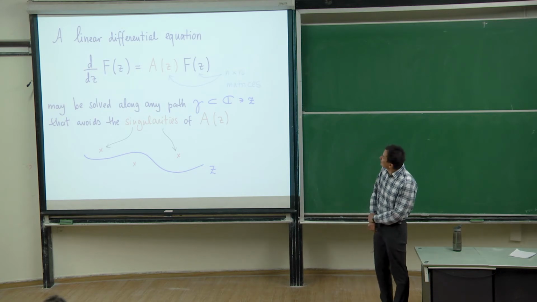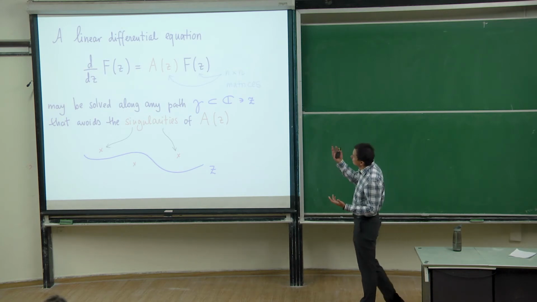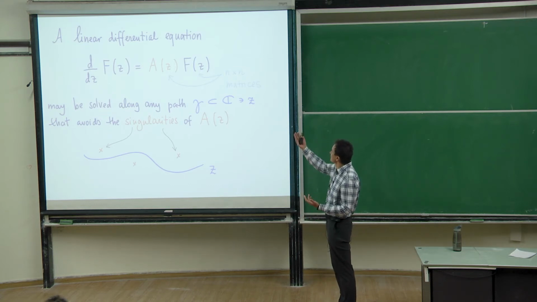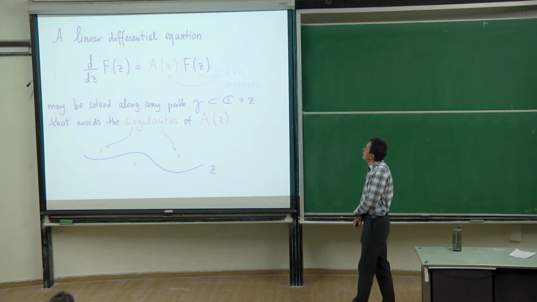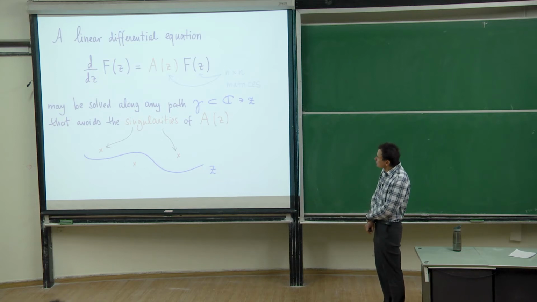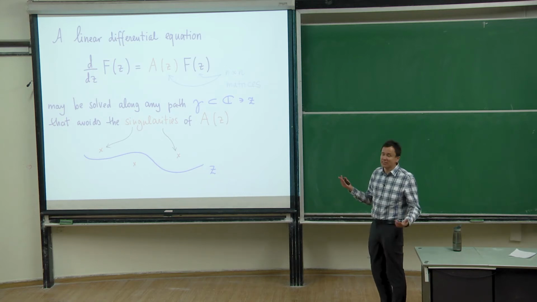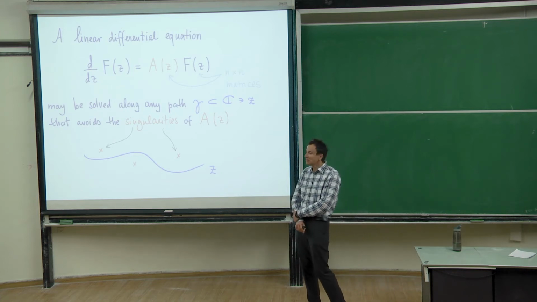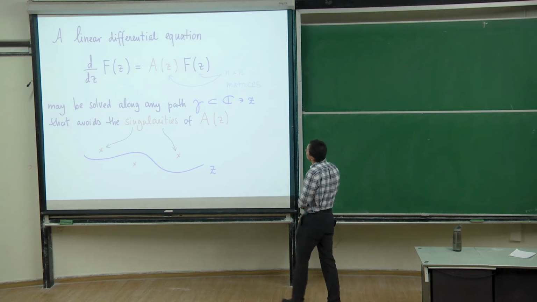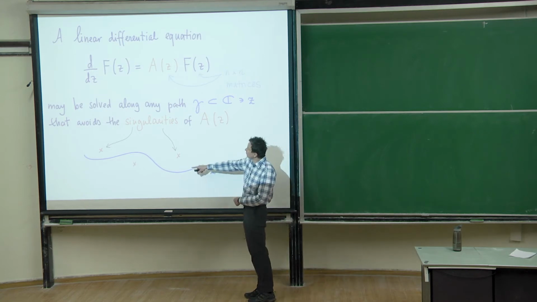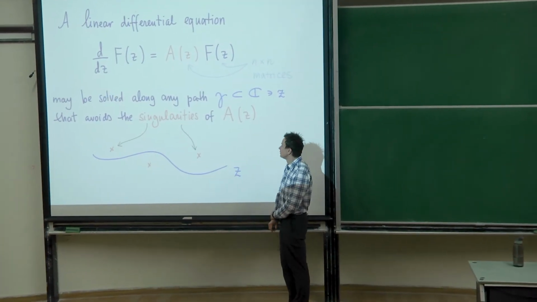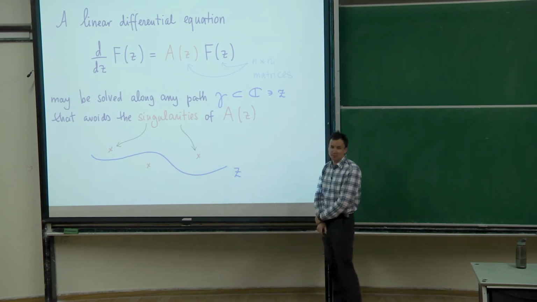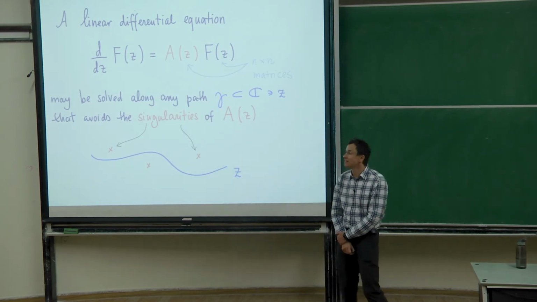So, to warm up, the basic problem is really just a linear differential equation. F is a matrix, A is a matrix, and for us A will be a matrix with rational coefficients. So this differential equation has finitely many singular points. If you start at any point and go along a path which avoids the singularities, you can solve this differential equation by the theorem we teach our undergraduates.